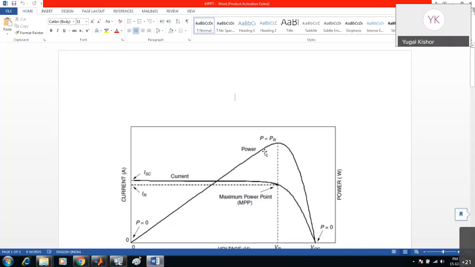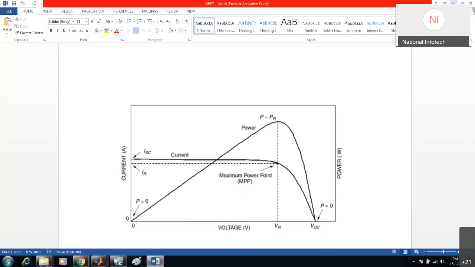Yes. So in this perturb and observe, we are just changing the duty cycle, and we are observing whether the power is available or not. And then we will be changing the duty cycle again. That's why it is called perturb and observe. Clear?